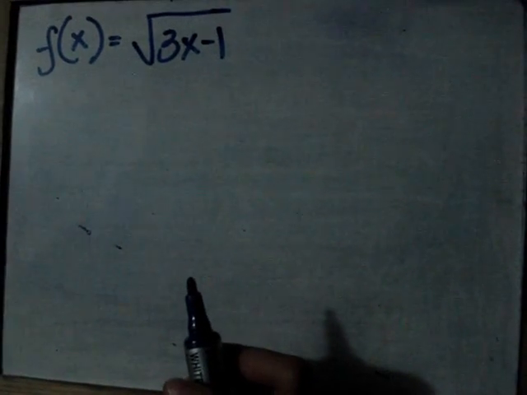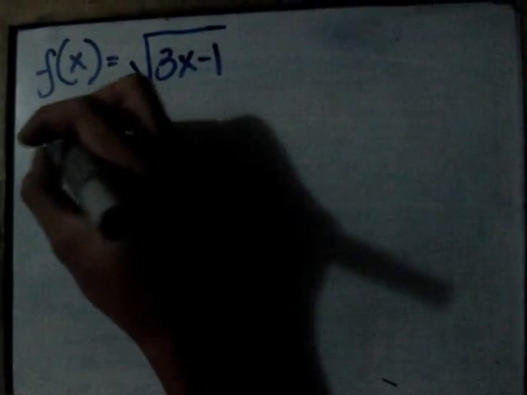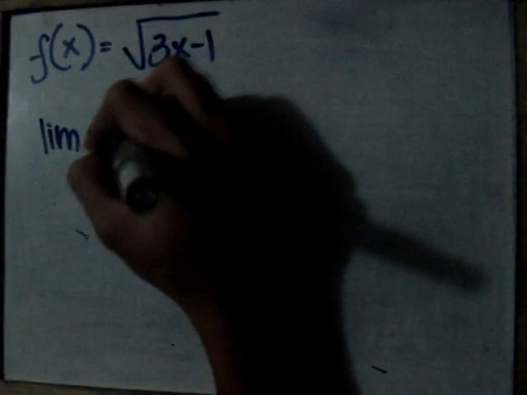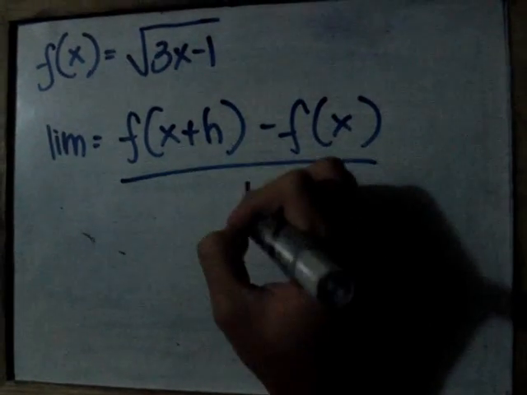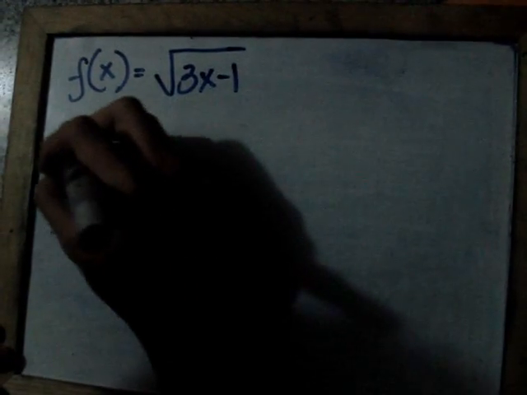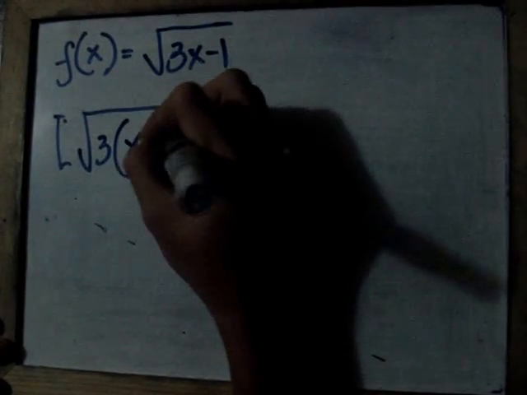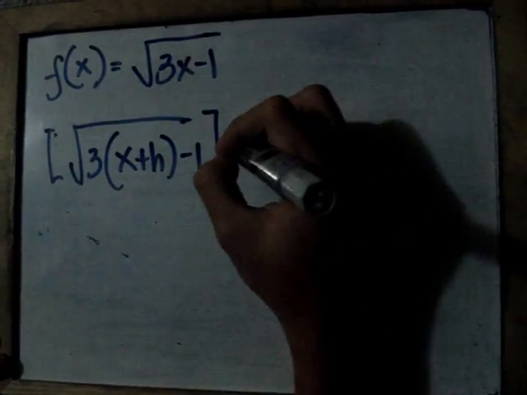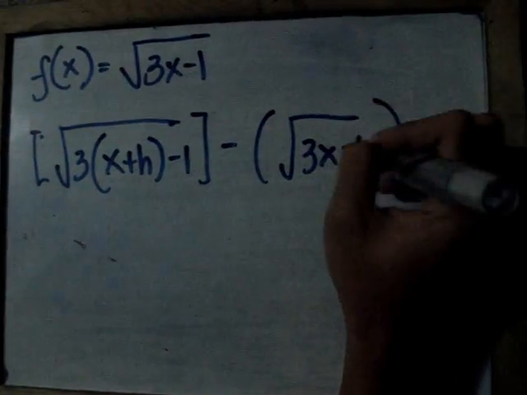Another example in finding the derivative of a function. The process of finding the derivative of a function is called differentiation. So again, we're going to use the formula limit of f of x plus h minus f of x over h as h approaches 0. We're going to substitute all x plus h to all x in a function. So, square root of 3 quantity x plus h minus 1 minus f of x, which is square root of 3x minus 1, over h.